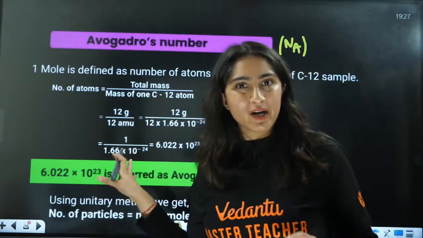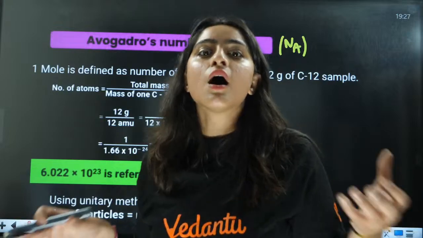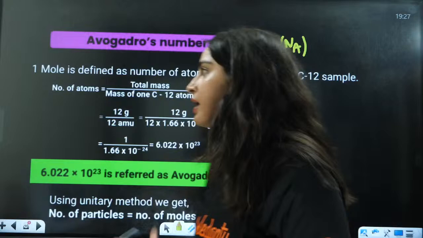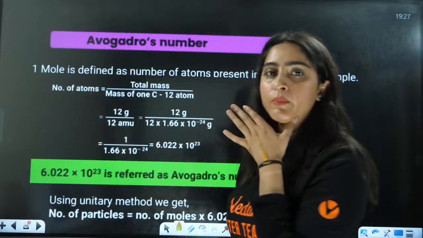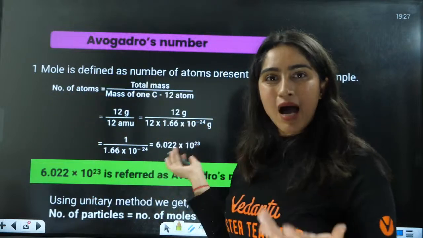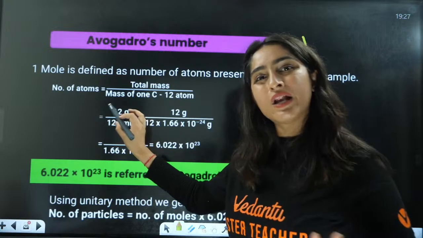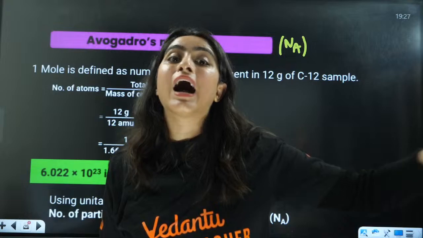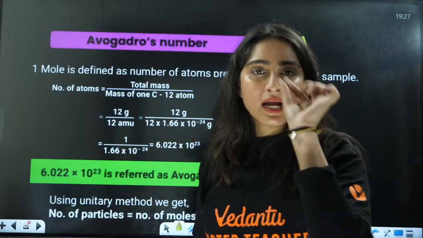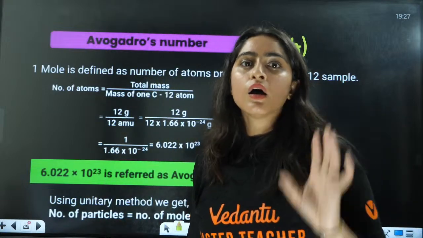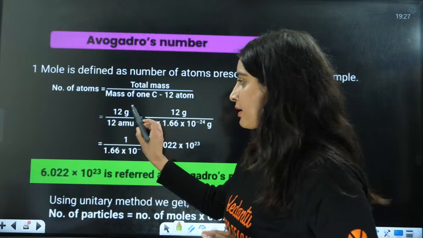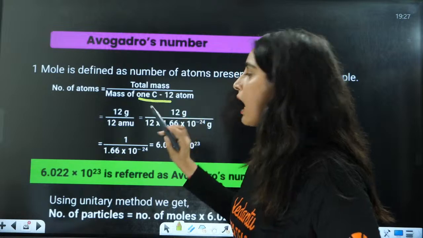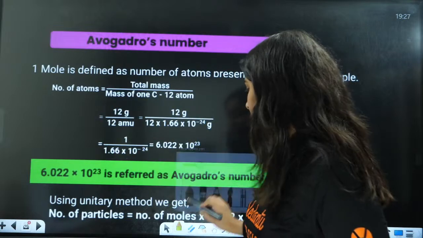This is not so important for you. What is important for you is how you understand that, not how it is derived, okay? But still, number of atoms will be equal. So I'm talking about total mass, that is 12 gram. If we talk about the total mass of carbon atom, that will be 12 gram, right? Divided by mass of 1 carbon 12 atom, that is 12 AMU.